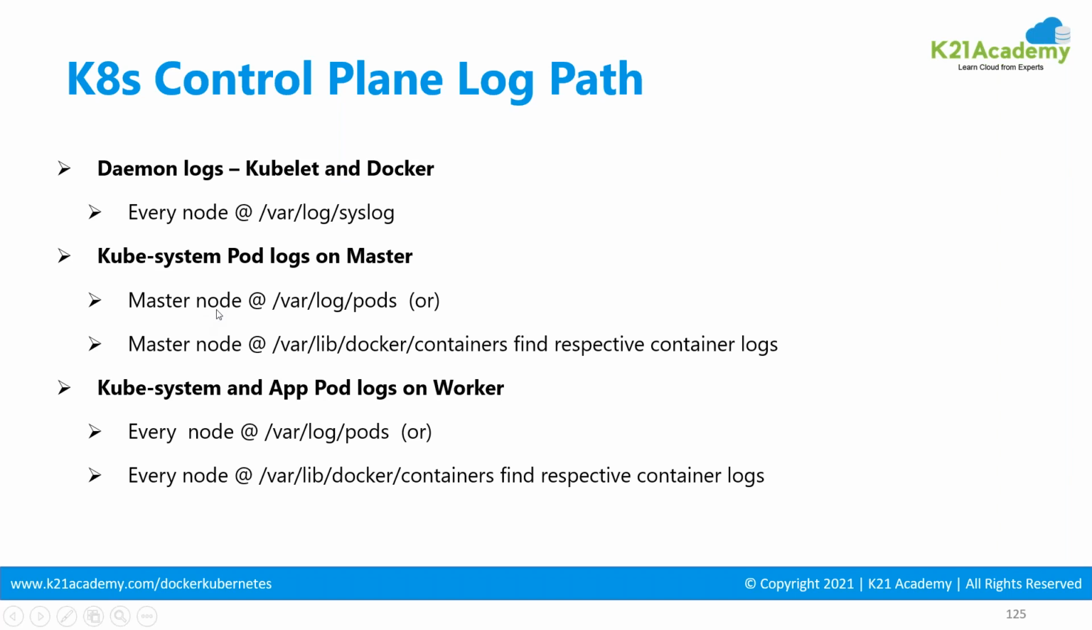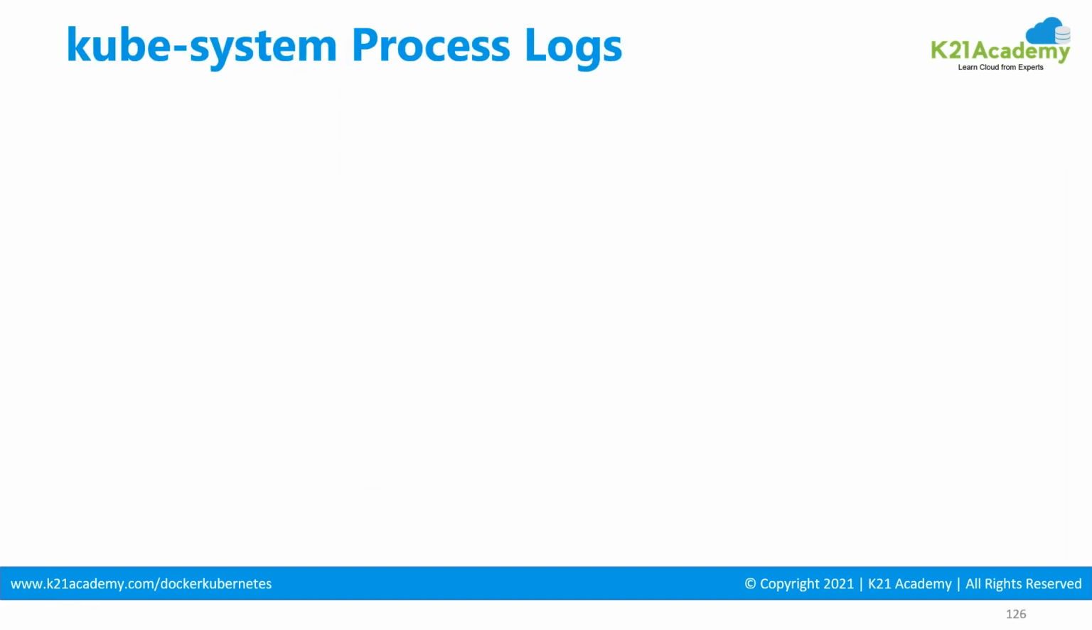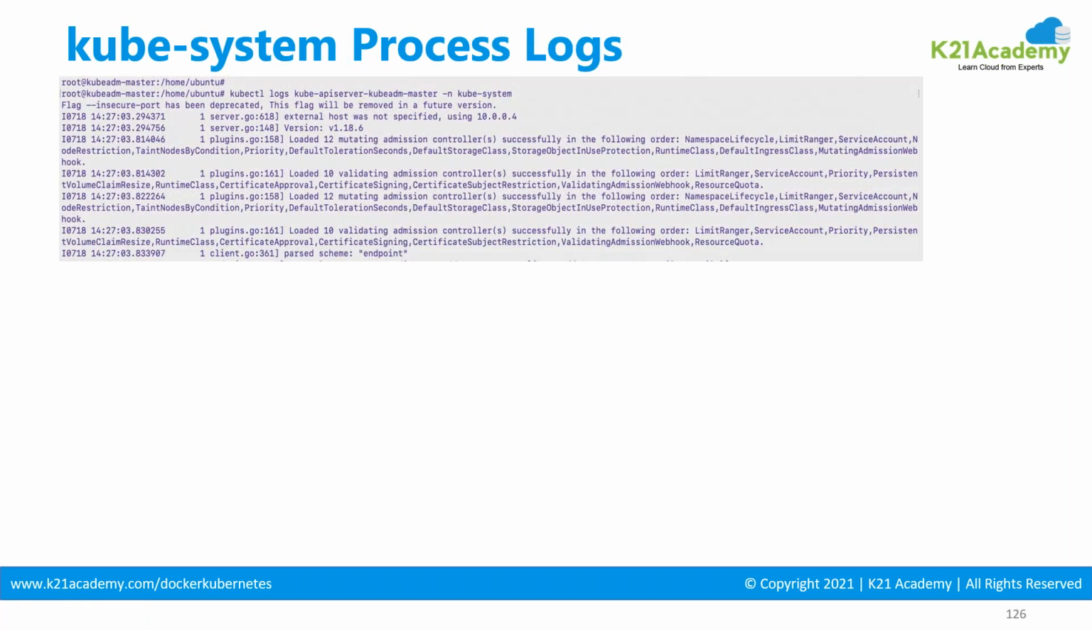So that I will show you. So look at these guys. On the master nodes, you can find the logs related to pods in the var log pods, and container related logs you can find inside the Docker area that is called var lib docker. So I will take you to that location and show you how the logs look. And then we'll come back to how to check the logs by using the kubectl command.